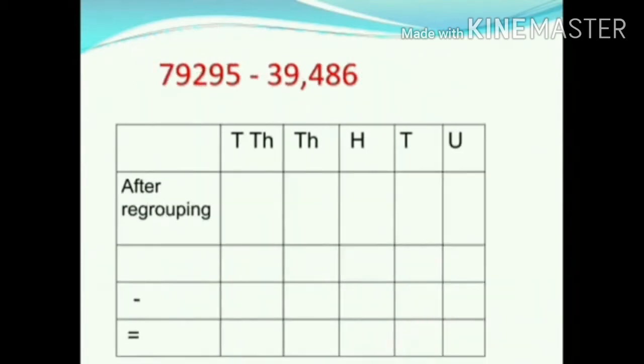Children, the sum which we have got is 79,295. Now we will subtract 39,486 from it. Write the numbers in vertical column according to place of the digits. First subtract units place digits.